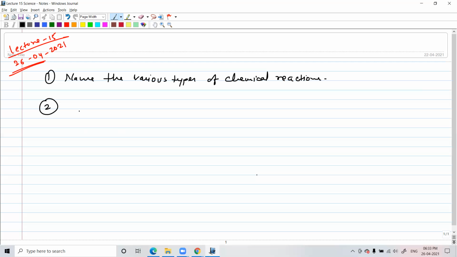You will write down the balanced chemical equation for this one. Write down their symbols if you remember and try to balance the equation.